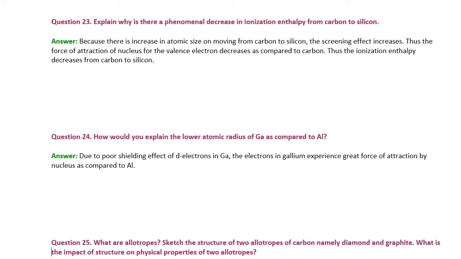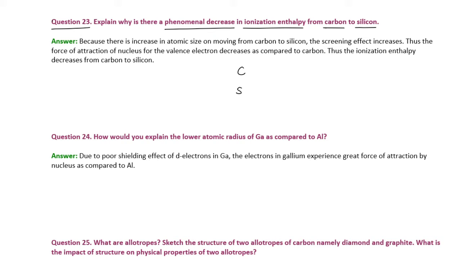Today we are going to discuss the fourth part of P block elements of class 11. So question number 23. So far we have discussed 22 questions, right? Question number 23 is: explain why there is a phenomenal decrease in ionization enthalpy from carbon to silicon.